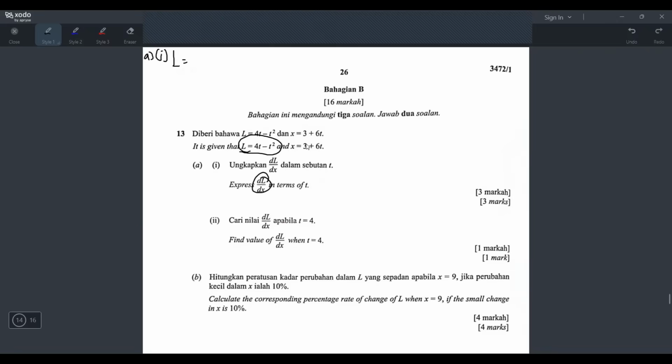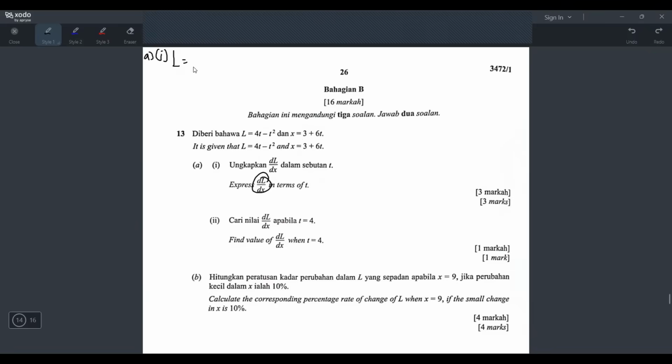So how? Okay, there are two ways. The first way is you try to substitute the t here. It means you try to find t here. It will become (x minus 6)/3, and then substitute this one in here and then differentiate. You can do it like this. But there is another way. The other way is, okay, I'll show you. The other way is like this.